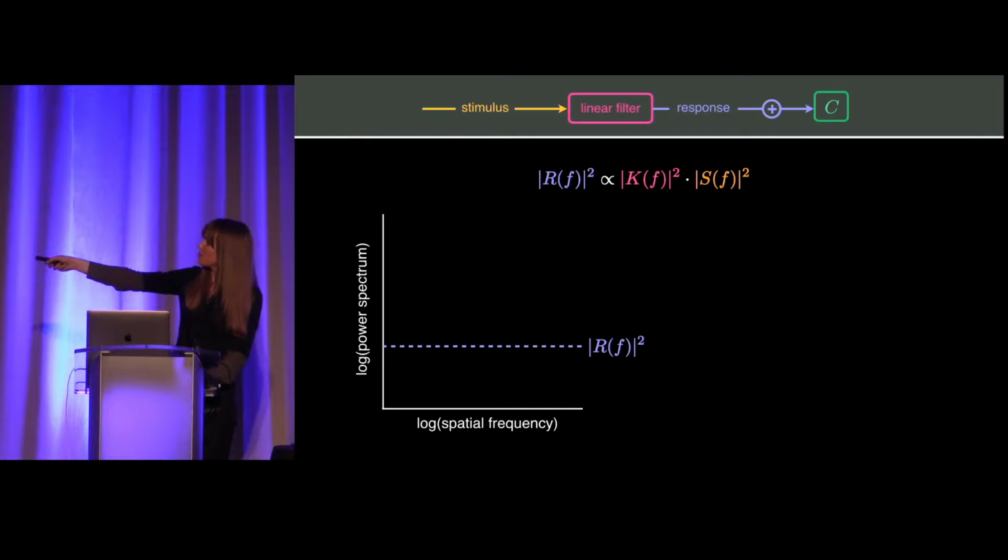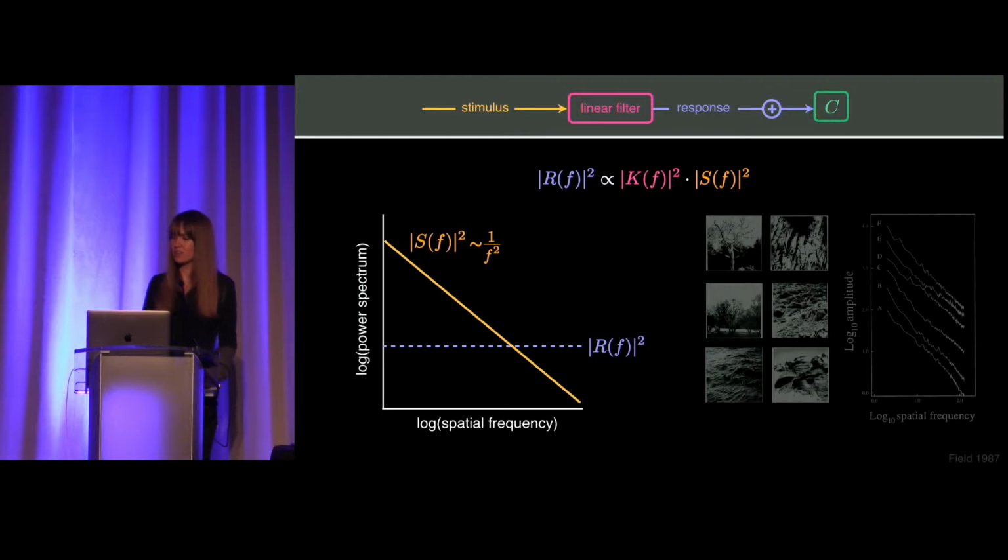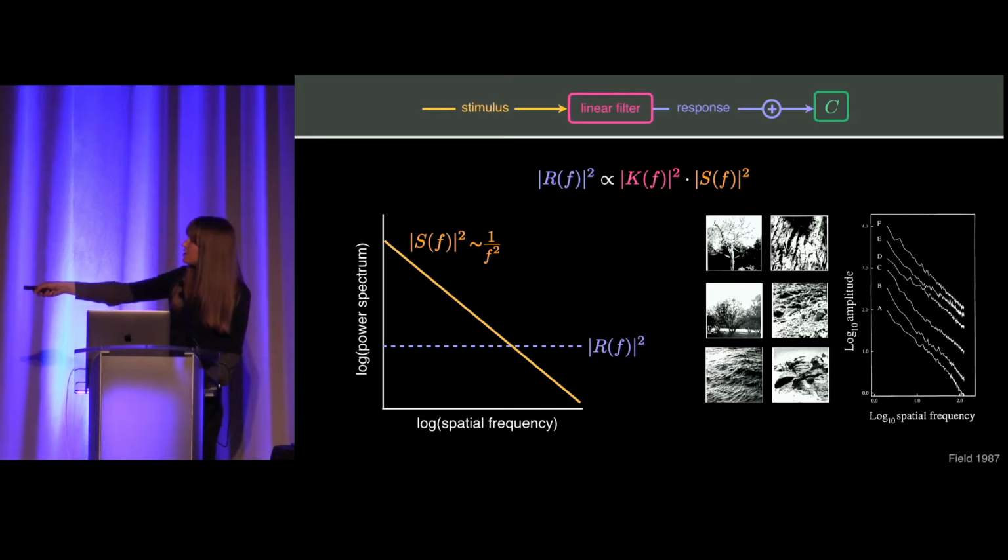So people have measured the power spectrum in natural scenes, and this has a characteristic 1/f² fall off that you might be familiar with. This has been measured many times. So here's an example from David Field. Here he's looking at the amplitude spectrum for 6 different natural images, and you can see that the amplitude falls off as 1/f, which means the power spectrum falls off as 1/f².